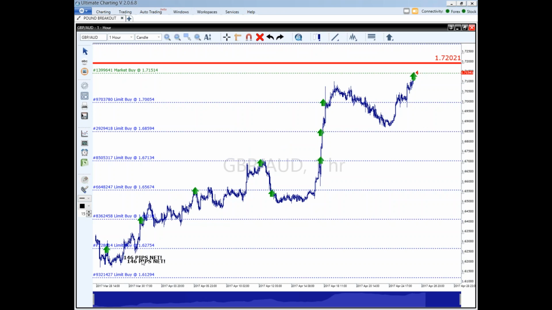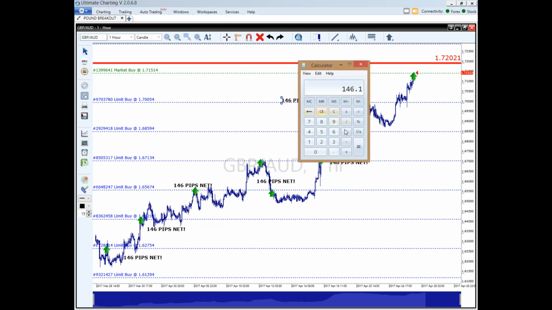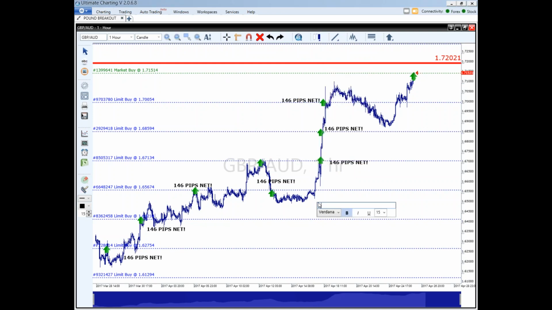Here, here, here, and for these two right here, right here, right here, and right here. And now we're in our most recent position right there. So we've got 1, 2, 3, 4, 5, 6, 7 times 146. That's 1,022 pips in the last 7 trades. Huge opportunity here to take advantage of this market.